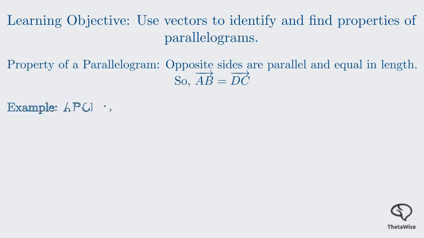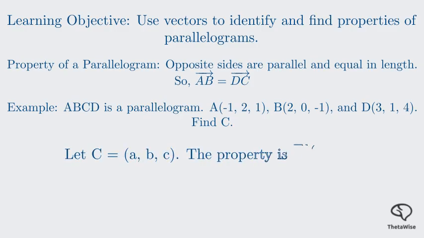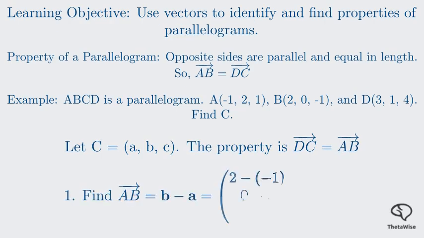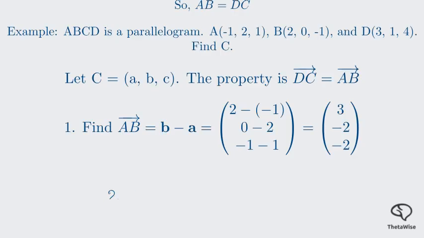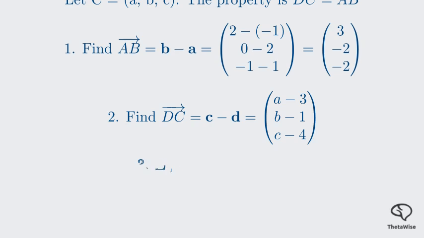Let's work through an example. We are given 3 vertices of a parallelogram ABCD and asked to find the coordinates of the 4th vertex, C. First, we set up the vector equation based on the property we just discussed. We'll let the unknown coordinates of C be a, b, c. The property gives us the equation, vector DC equals vector AB. Now we find the component forms of these 2 vectors. Vector AB is found by subtracting A from B. Vector DC is found by subtracting D from C, which gives a-3, b-1, c-4. Next, we set the components equal to each other. Since the vectors are equal, their corresponding components must be equal.